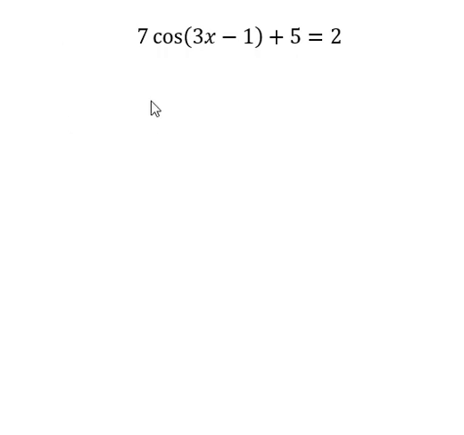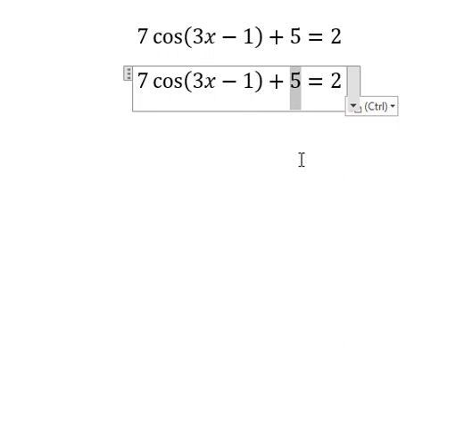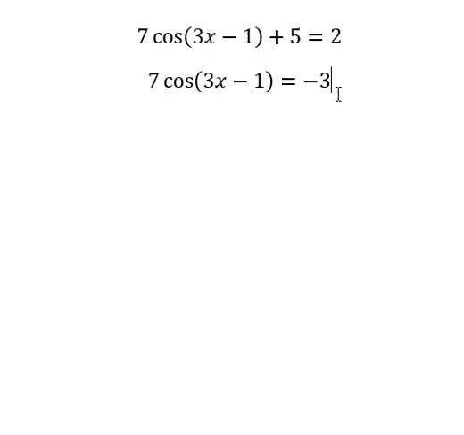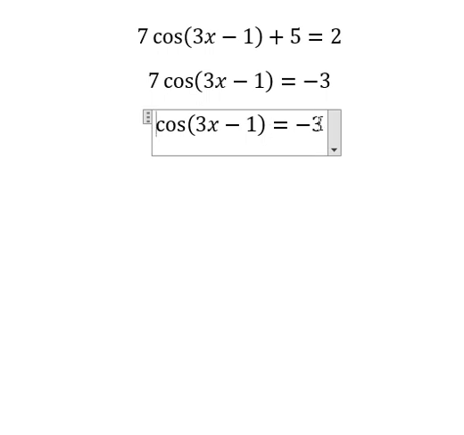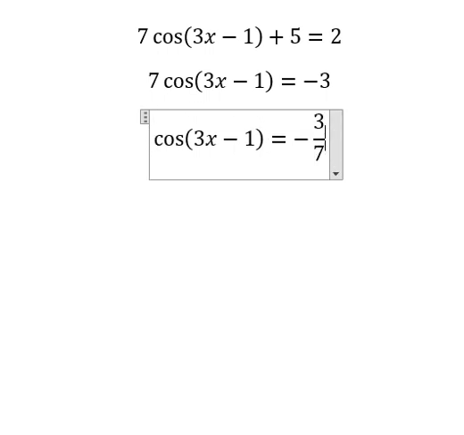So now I want to show you how to answer. I will put number 5 go to the right, and we have negative number 3. Later that we divide both sides by number 7. And now we have the formula in here.